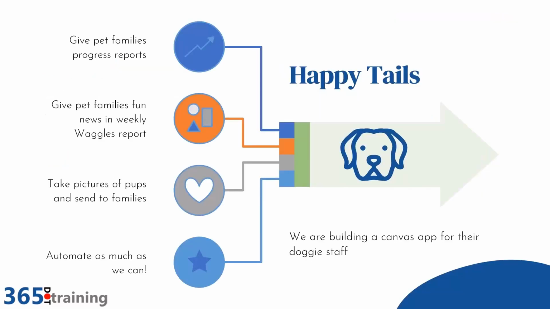And now what we're doing is building a Canvas app for the doggy staff, the people who get to spend all day playing with the dogs. We're going to give them a Canvas app for the tablets that they keep with them while they are with the dogs. So this app will give pet families progress reports. It will do a weekly newsletter that we call Waggles. It will take pictures of the pups that we've got playing with us at any given time and send those photos to the families. And along the way, we're going to try to automate as much as we can.